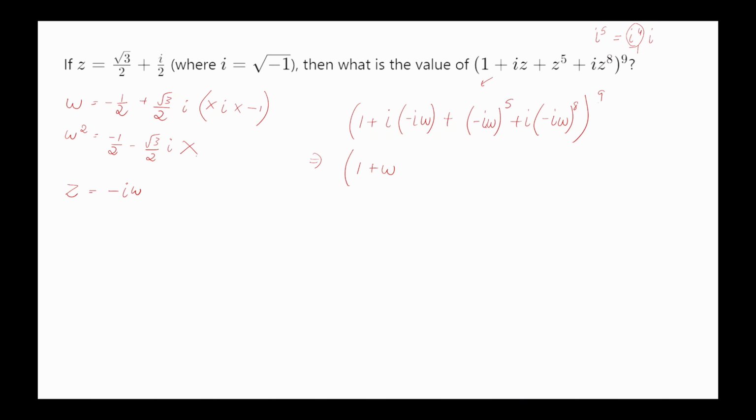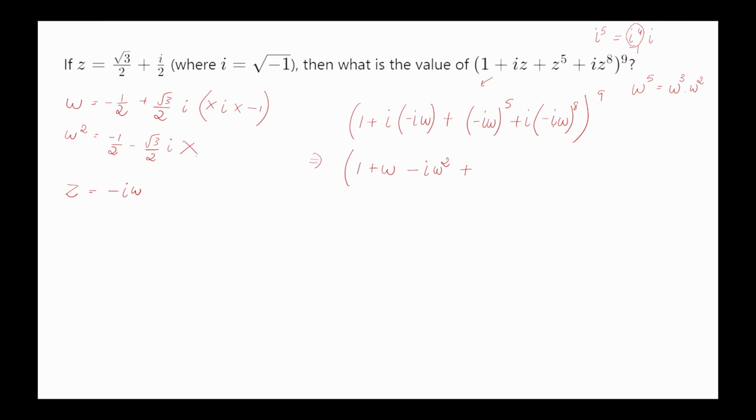And I would have omega to the power 5. What is omega to the power 5? This can be written as omega cube into omega square. And omega cube is simply 1. So omega 5 is omega square. So this becomes minus iota omega square.